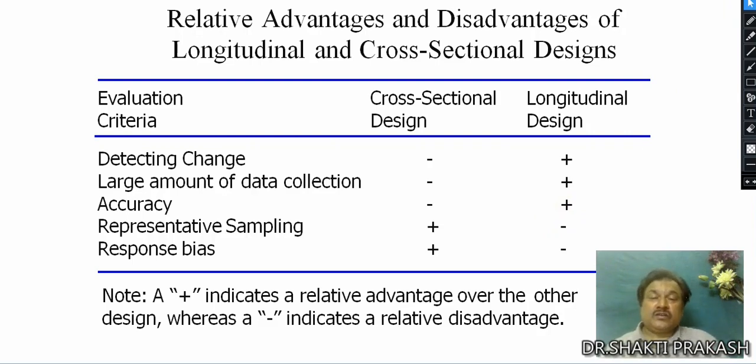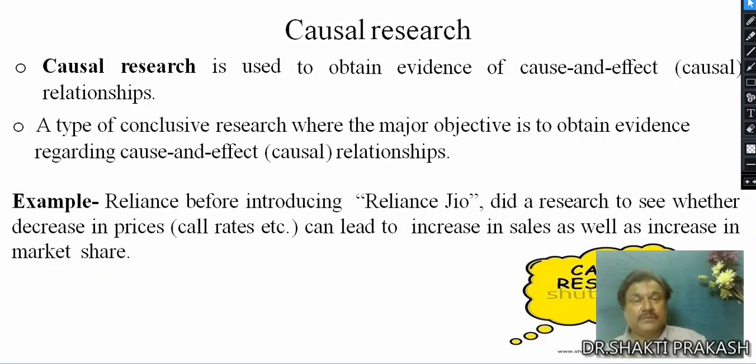Detecting changes: cross-sectional design is not good at it, but longitudinal is much more, plus, because we are able to compare with a large amount of data collection. Plus one for accuracy in longitudinal because of a smaller number of respondents. Representative sampling is a benefit in cross-sectional, and response bias is also in cross-sectional research design. So then we'll compare. Now come to the third type of research design.